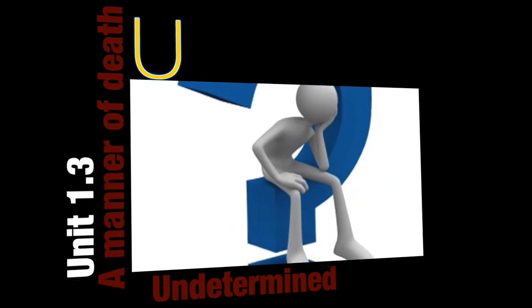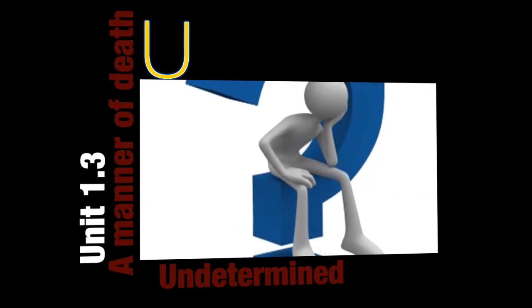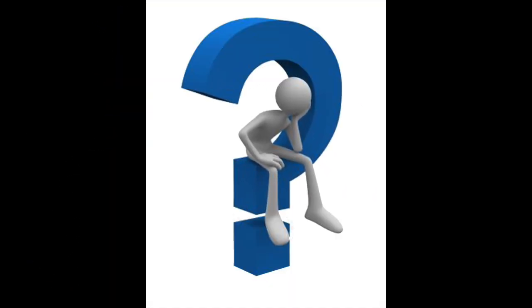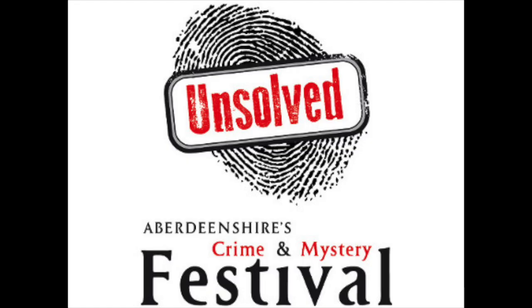A manner of death is undetermined. The characteristics that make a death fall into the undetermined category is when no one, from the medical examiners to the forensic analysts, can agree on a suitable manner, or there is not enough evidence to determine the manner of death.